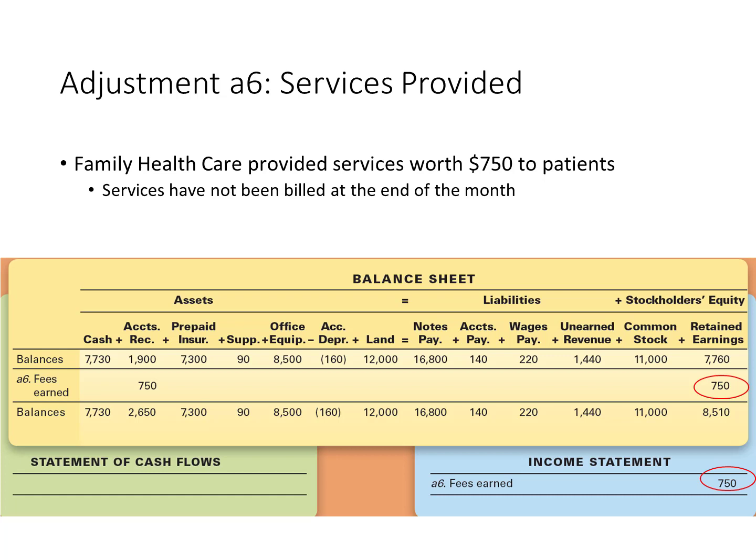This final adjusting entry is an adjustment for services provided but not yet billed. So in this case, family health care provided services worth $750 to patients. These services have not yet been billed at the end of the month. Let's assume that the company accumulates their accounts receivables and bills these as of the 5th of every month. However, some of these billings represent services that were performed in the prior month.